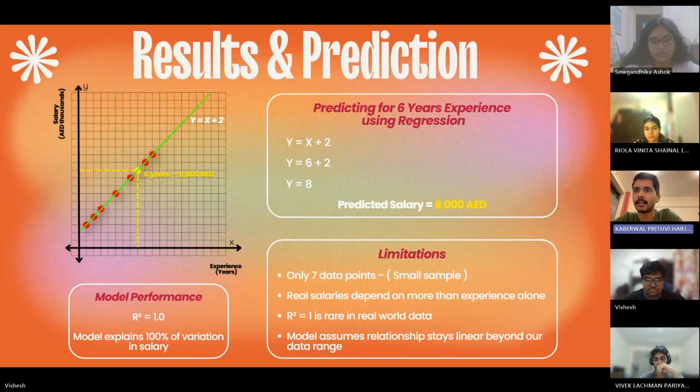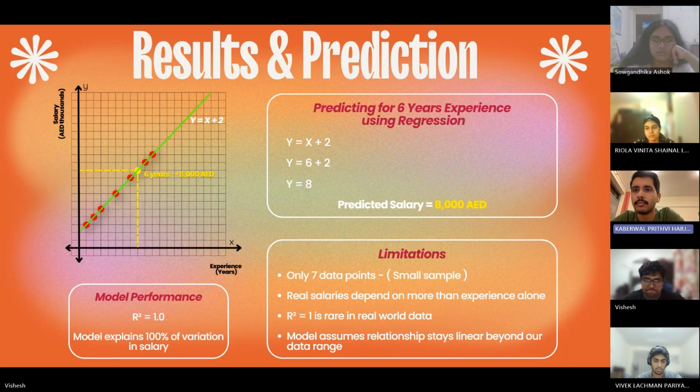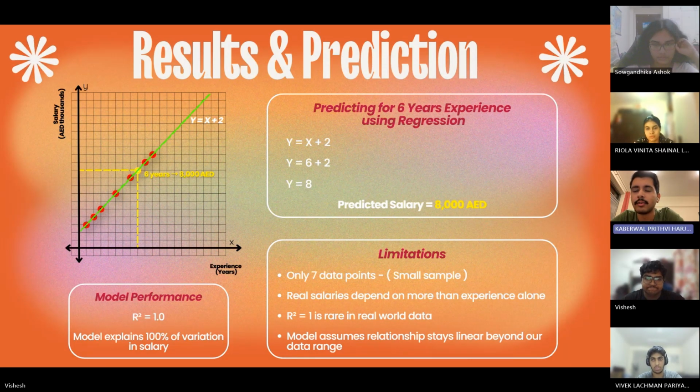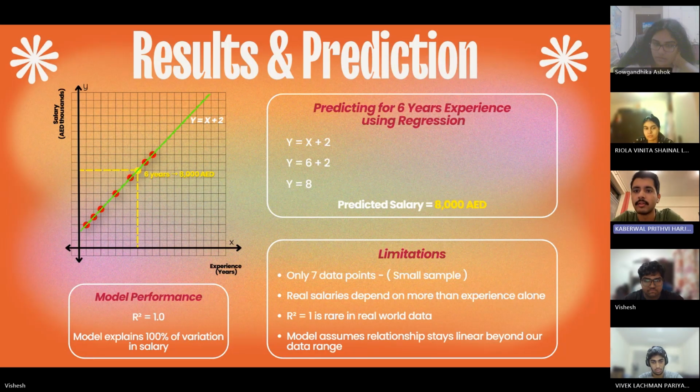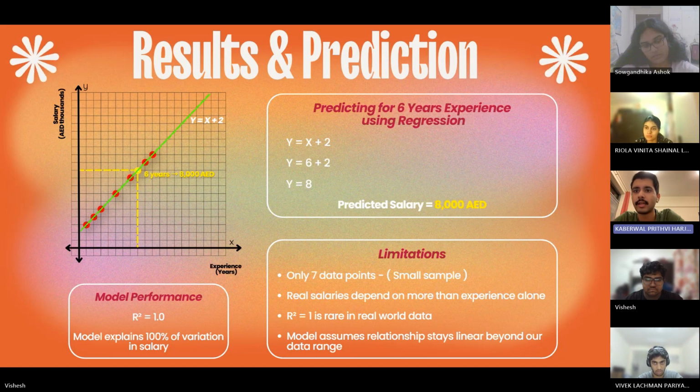All right, so these are the results and prediction. On the left, you can see the graph on which the points are plotted, and the line y is equal to x plus 2 is the linear regression equation that we have got from the table. For the model performance, R square is 1.0, indicating that the model explains 100% of variation in salary. R square is 1.0, which means that there's no error in explaining the variation in salary, and every single point lies on the line y is equal to x plus 2.